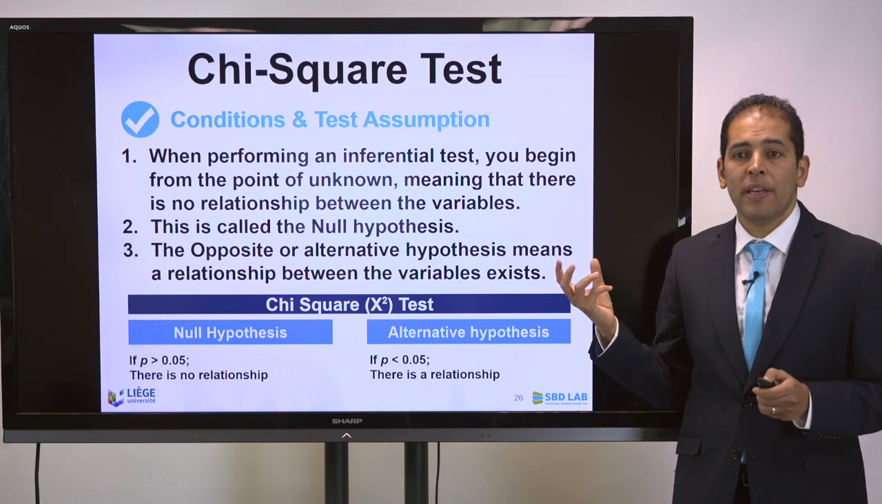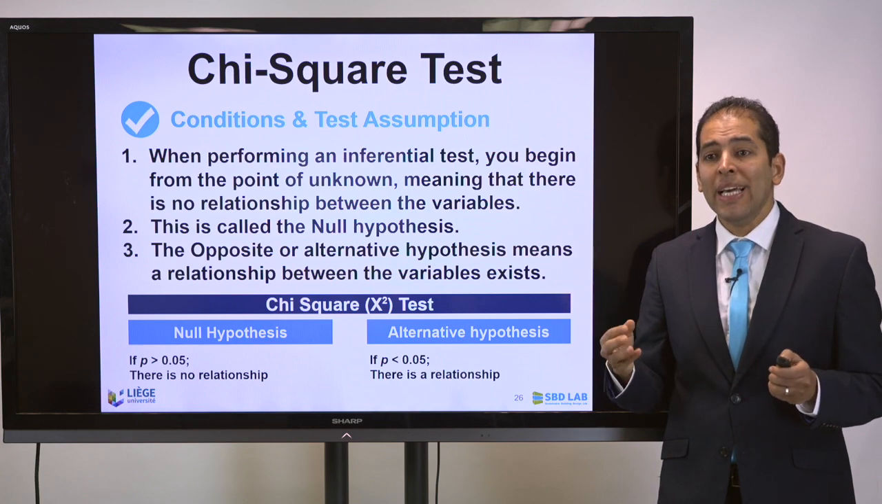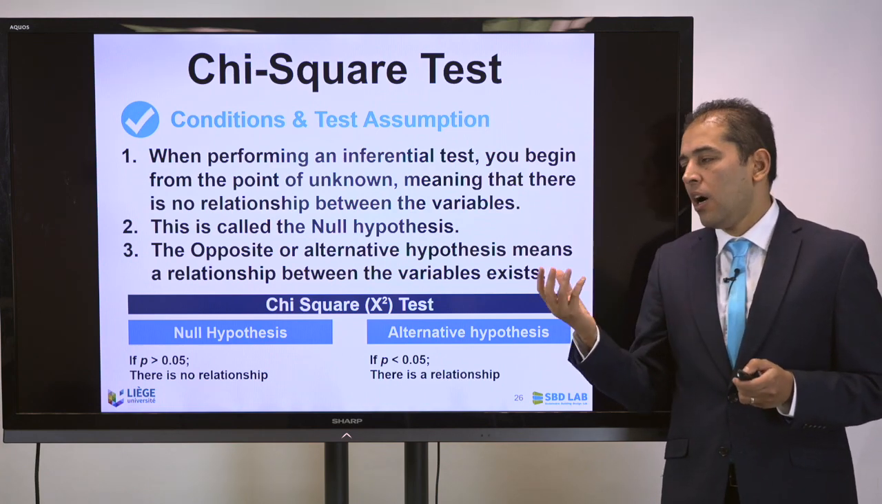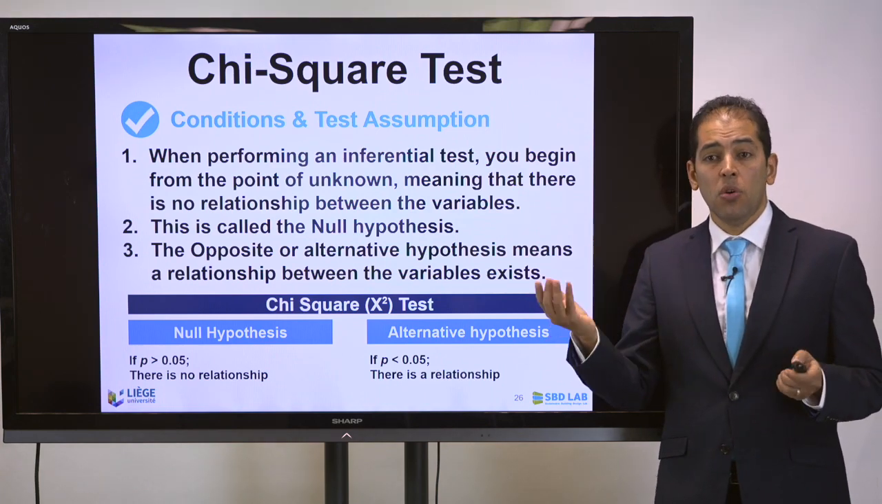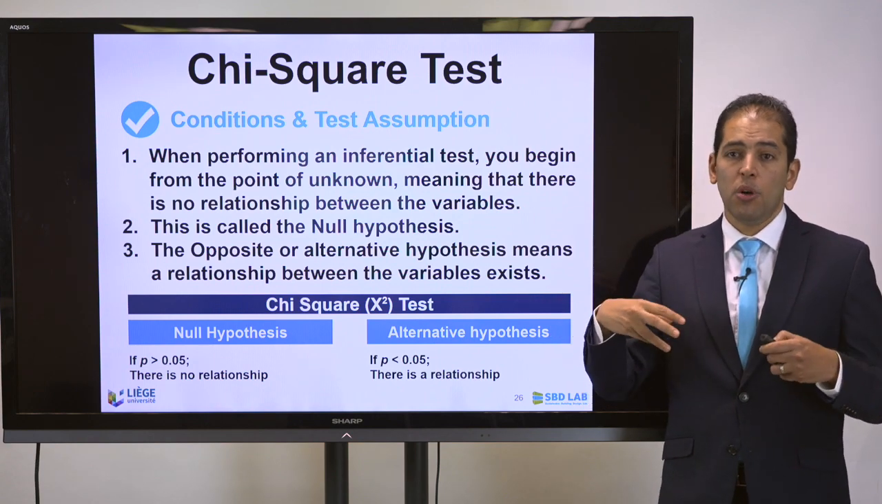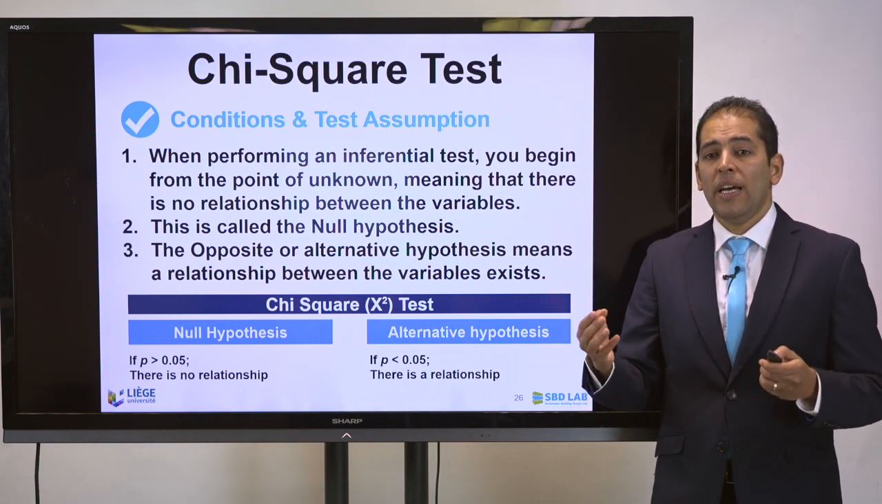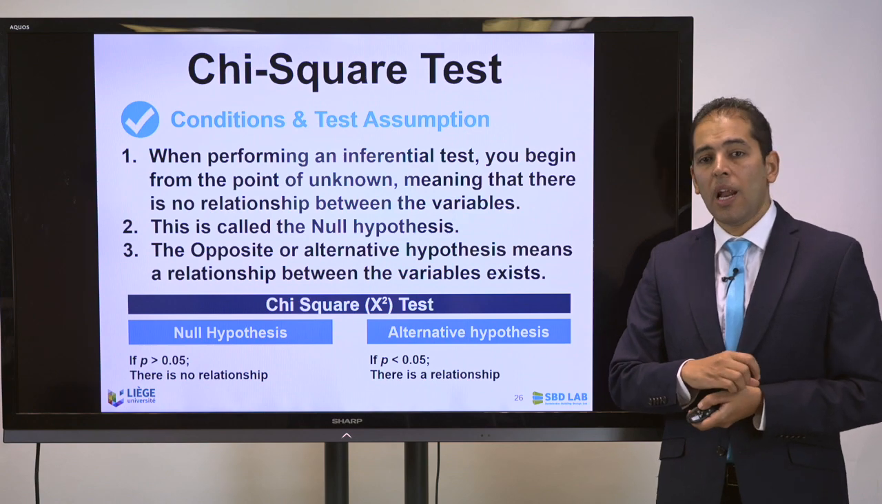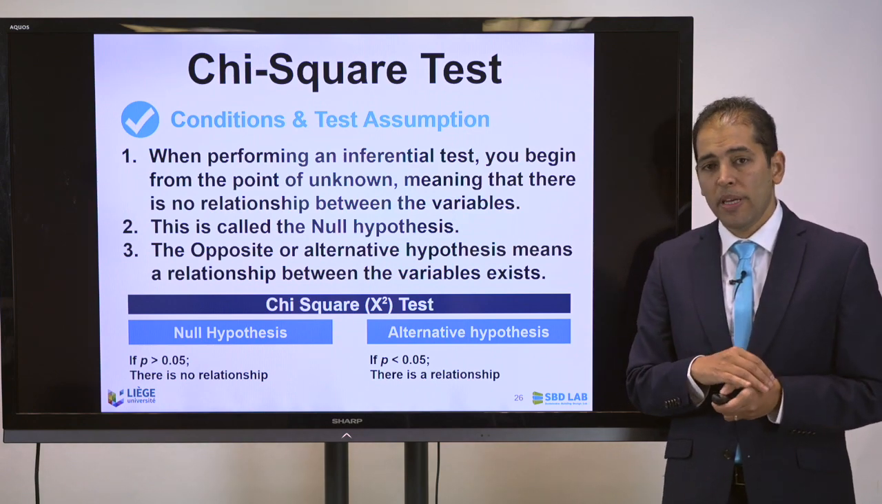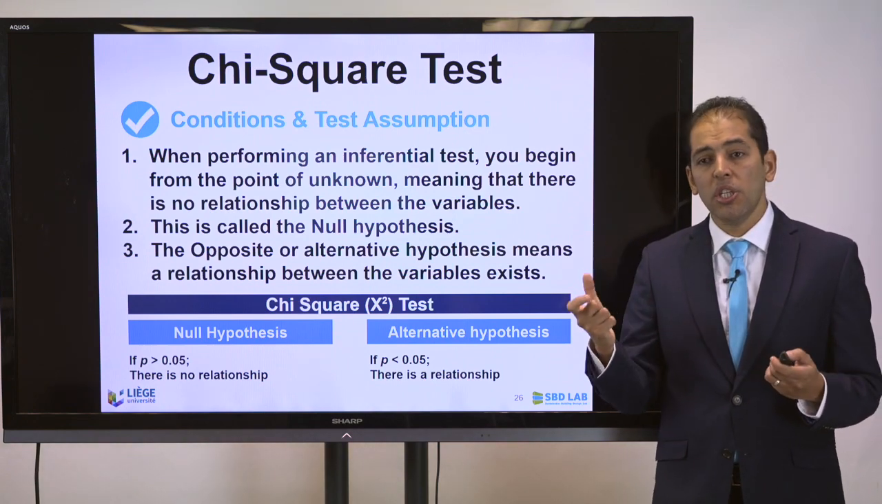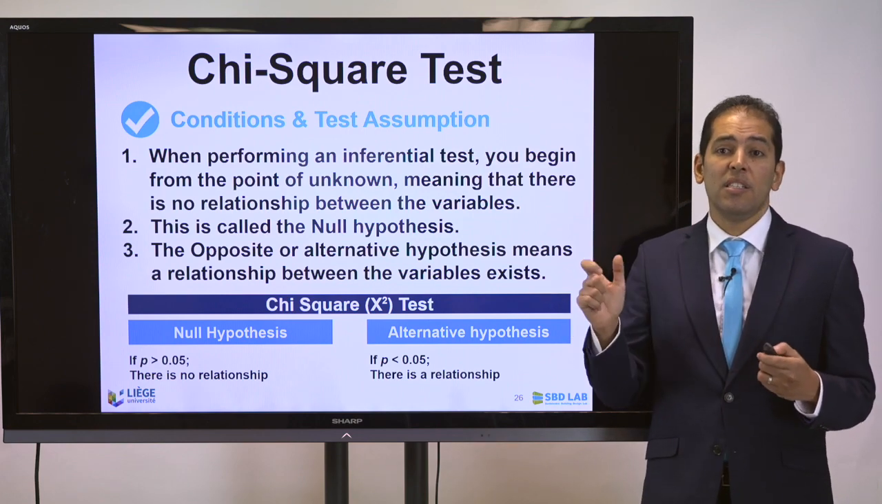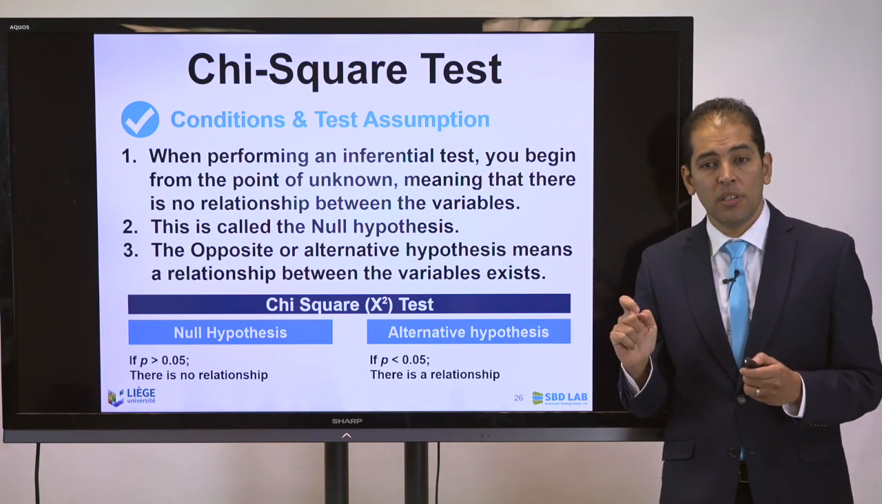And when performing an inferential test in general, you begin from the point of the unknown, meaning that there is no relation between the variables. This should always be the assumption at the beginning, and in this case we will call it the null hypothesis, like we explained. And then the opposite, or the alternative hypothesis, will mean that there is a relationship between the variables.